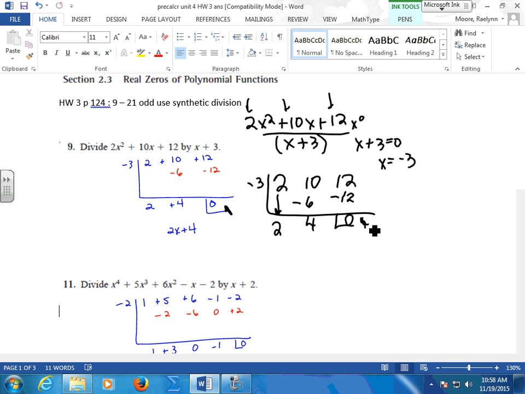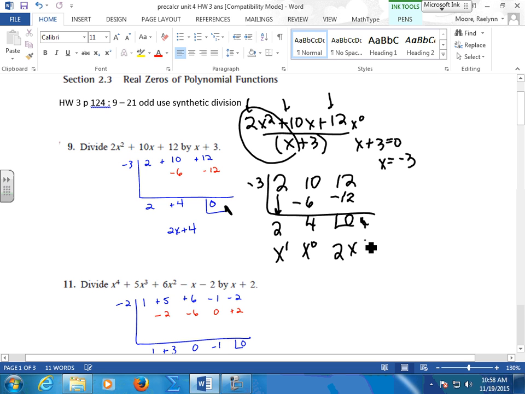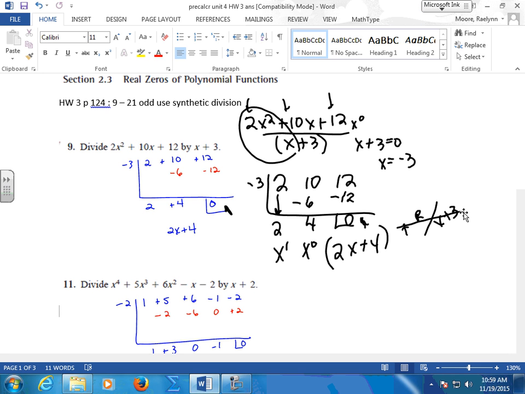How we get this is by looking just at the front end again. Just say it real simple. I have x2 in the numerator, x1 in the denominator. So my result has to be x1. Then this is x0. So I write this 2x plus 4. This is my answer. If I had a remainder, I'd say plus my remainder over x plus 3. But since I have a 0, I don't have a remainder here. Okay? Take a look at another one.